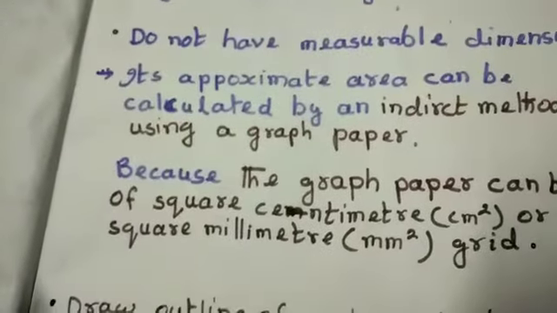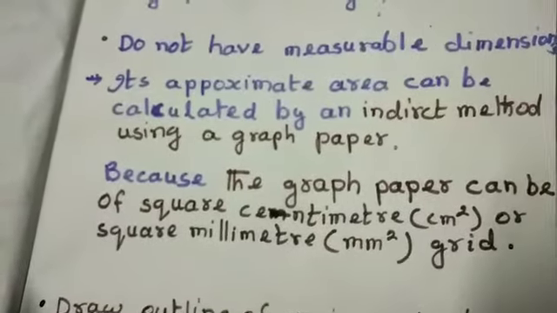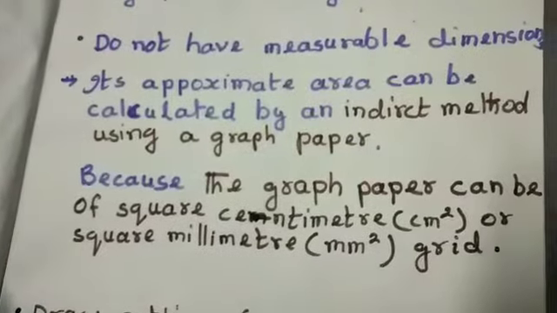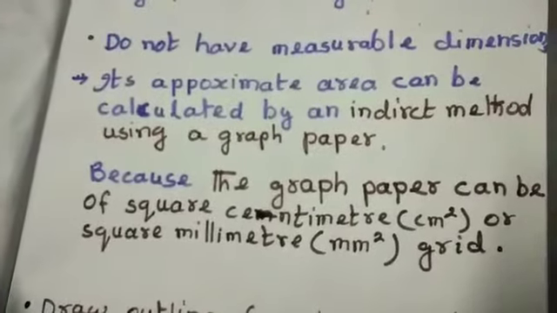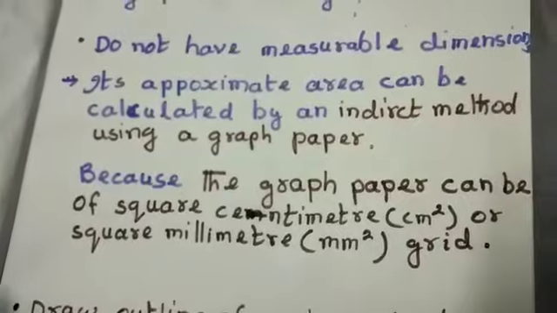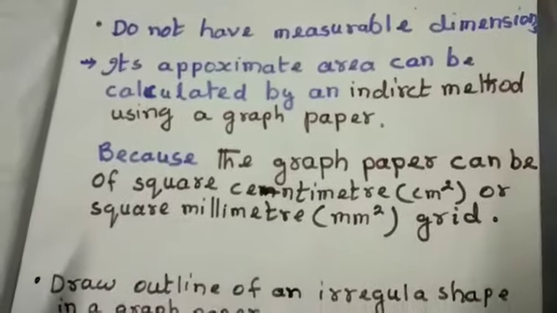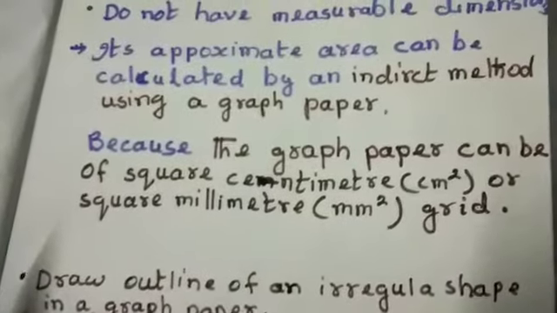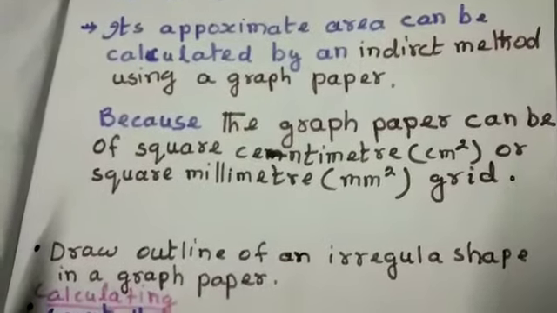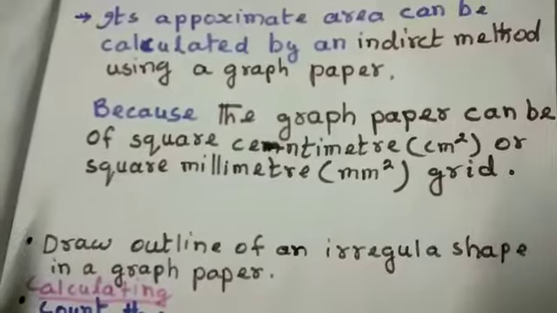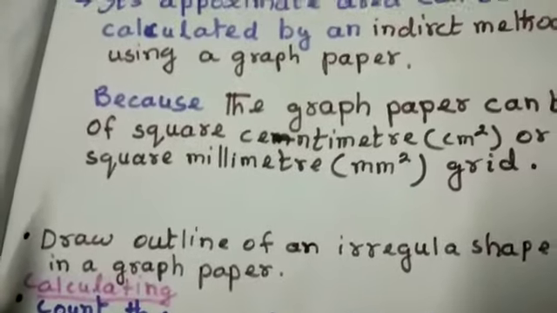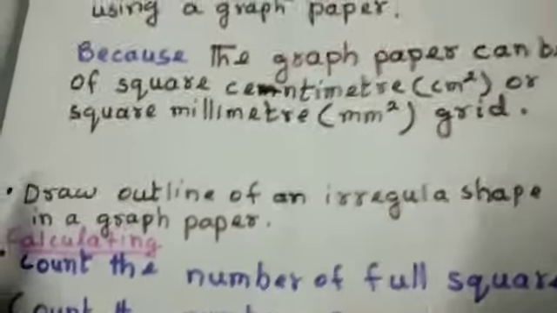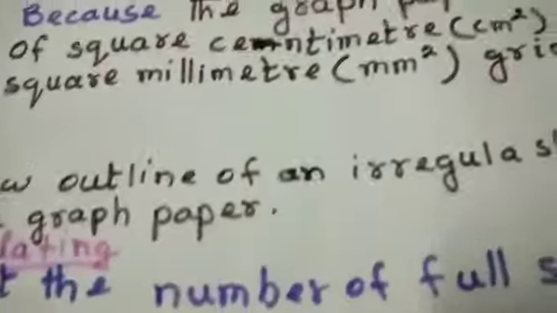Because the graph paper can be a square centimeter or square millimeter grid. Due to that reason, we are calculating the area of an irregular shape by a graph paper. So how do we calculate the area of an irregular shape?